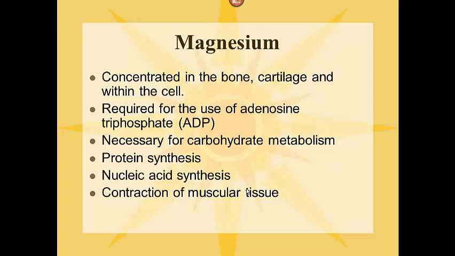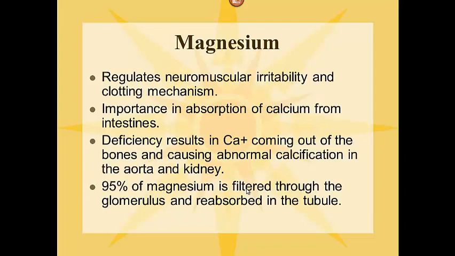Symptoms associated with it are anorexia, nausea, Trousseau and Chvostek sign, hyperreflexia, tremors, fasciculations, etc. And this is because magnesium regulates neuromuscular irritability and clotting mechanisms. Deficiency of calcium is coming from the bone and could cause calcification in the aorta and other organs, contributing to atherosclerosis and CAD.